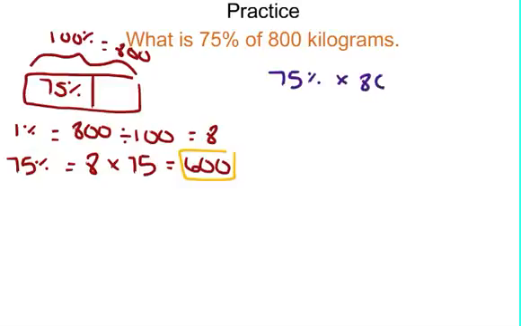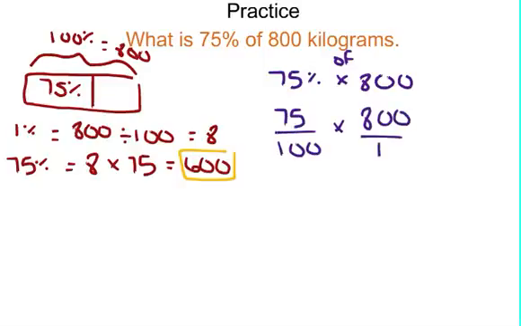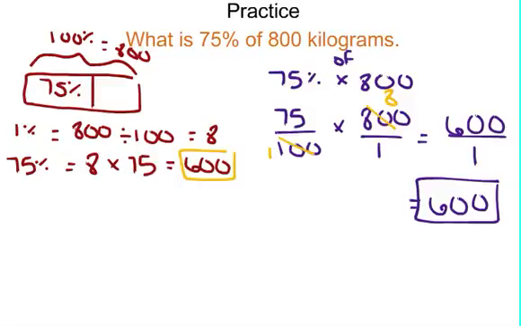75% times 800, because "of" means multiplication. The first thing we need to do is convert the percent into a fraction, so 75 out of 100 times 800 over 1. In this problem, you can cross simplify by dividing both 100 and 800 by 100. So that would equal 1, and that would equal 8. When you multiply across, 75 times 8 is 600, and 1 times 1 is 1, so our answer would be 600 kilograms.